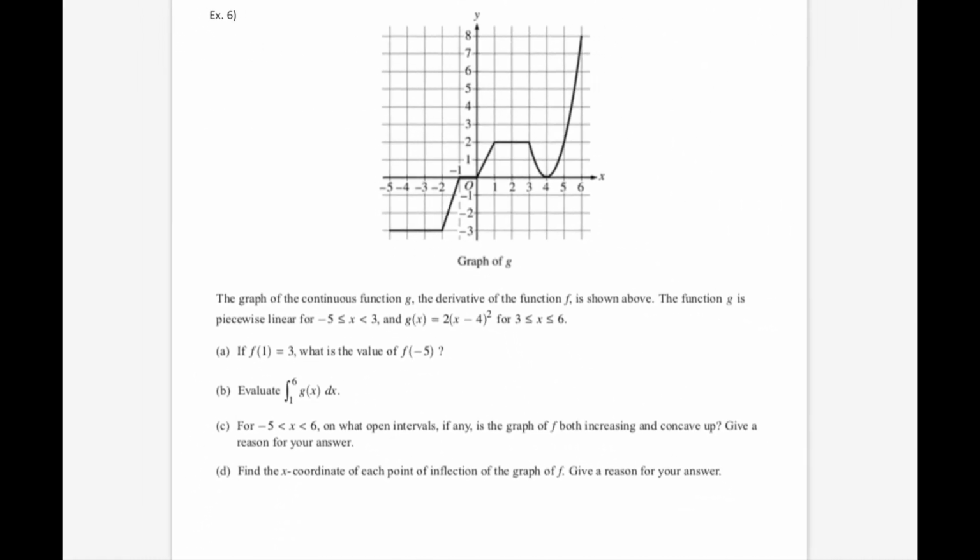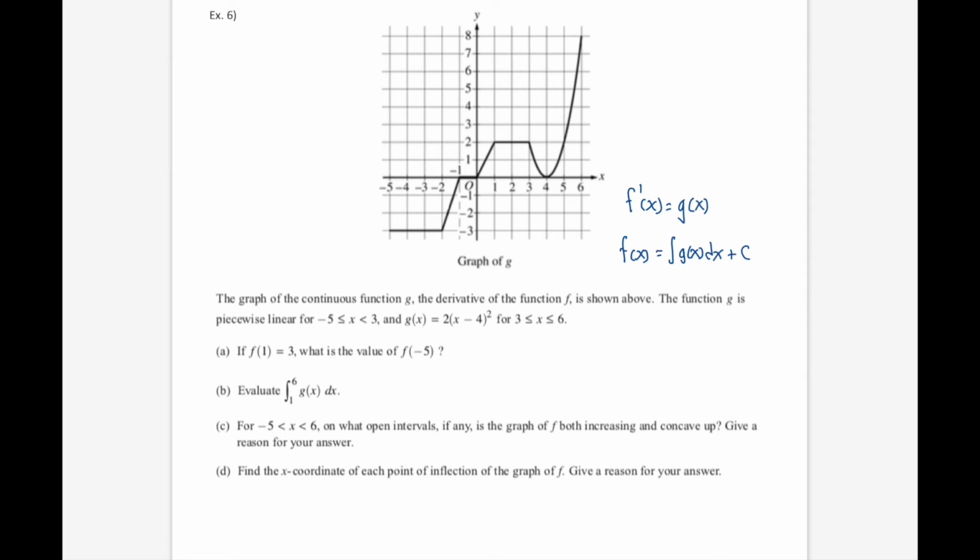So here we've got an AP problem from the 2018 free response section. So we have some graph of g. The graph of the continuous function g, this is the derivative of the function f. So we're given right at the start that f prime of x is equal to g of x. Or that's telling us that f of x is the antiderivative of g of x dx plus some constant c. That's what that first statement comes up. G is the derivative of f, giving us that. Integration is the inverse, so the antiderivative, the integral, would be our function, but there is that plus c.